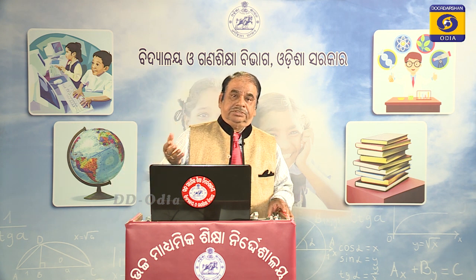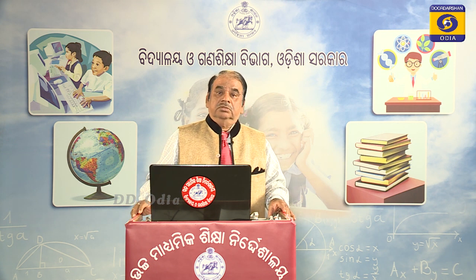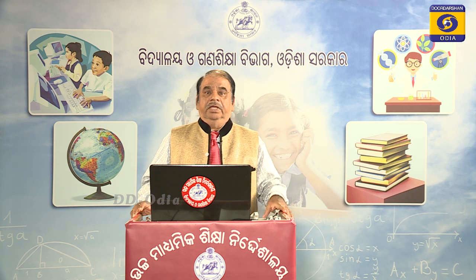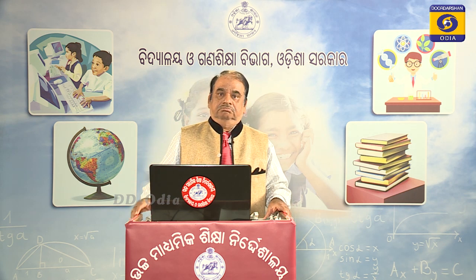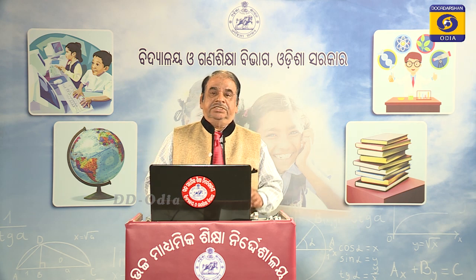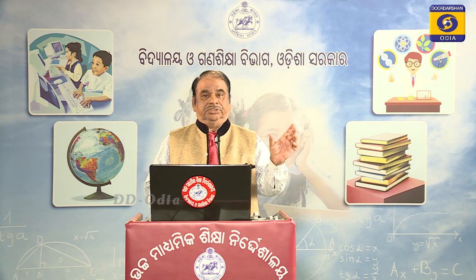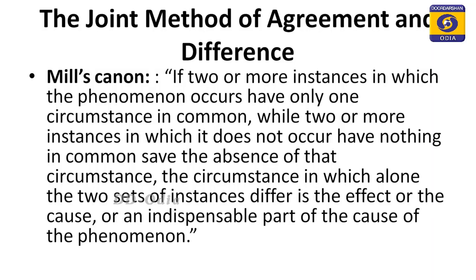where the phenomenon which we are going to discuss occurs in one set and in another set it does not occur. The set in which it occurs is treated as the positive set, and the case where it does not occur is treated as the negative set. And we shall discuss how the positive and negative sets are taken into account to find out a better method, that is the joint method of agreement and difference.